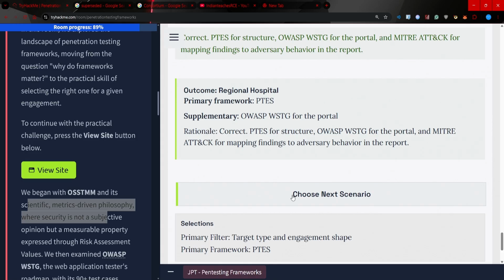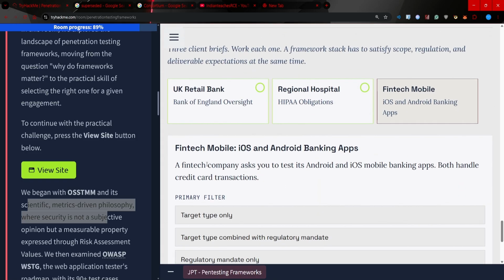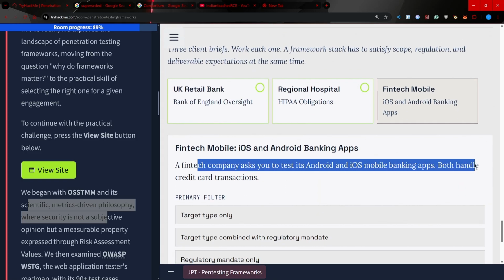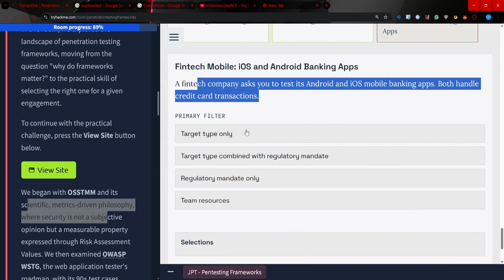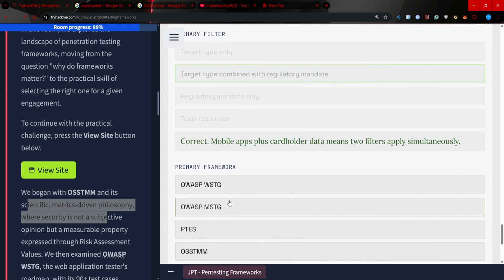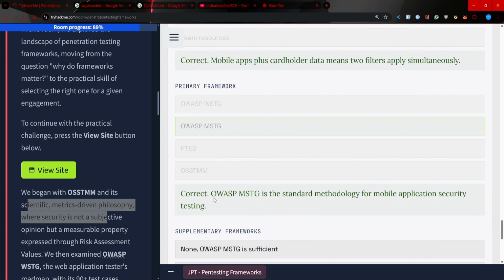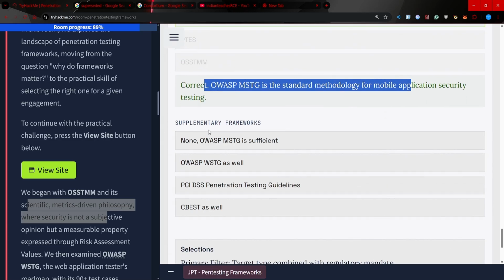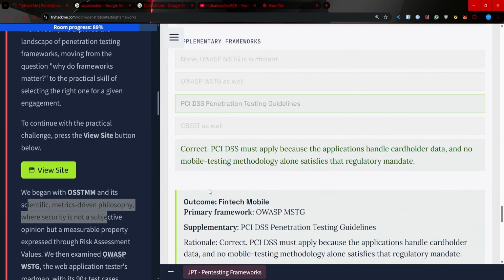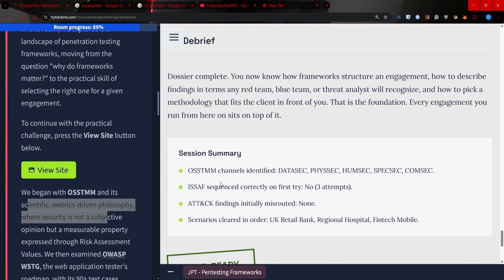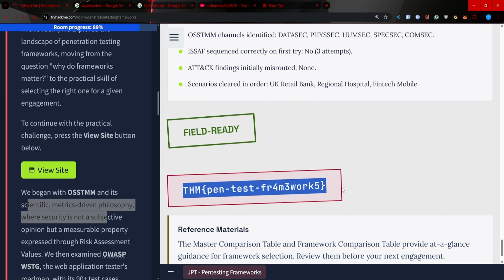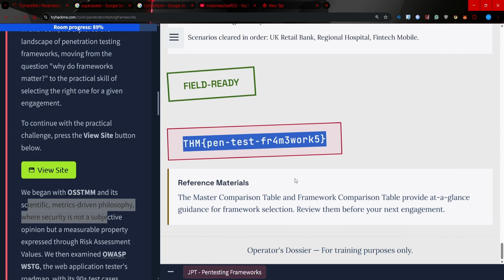Yes. Choose next scenario. A fintech company asks you to test Android and iOS banking apps. Both handle credit card transactions. Okay. Regulatory mandate. Yes. Then we'll go with OWASP MSTG for the mobile application. Supplementary frameworks. We'll go with PCI. And yes, that is done. The flag field is ready, and we have the flag.